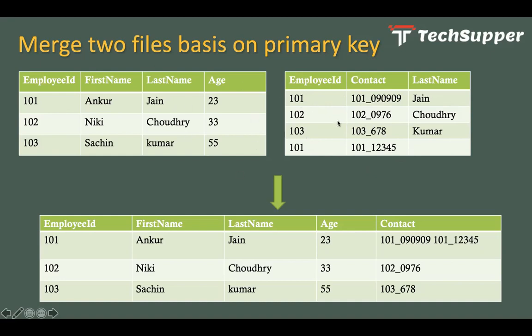So I want to merge both files and create a consolidated file, which will have the employee ID, first name, last name, age, and then contact. The row will have the employee ID, first name, last name, age, and then all the contact numbers in a single row separated by a space. Let's say 101, 109090 and 12345. In the second row, I will have another employee with all their contacts. If I have a single contact, I will have a single contact. Similarly for 103 as well. So this is one of the common requirements which I'm going to explain how to capture.